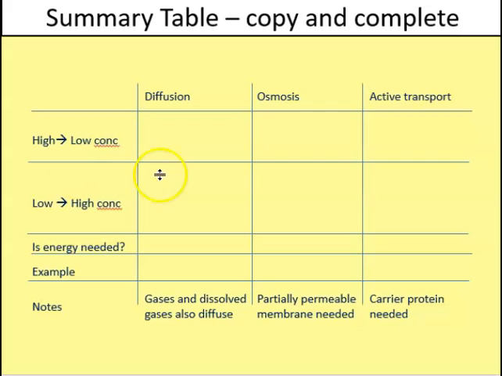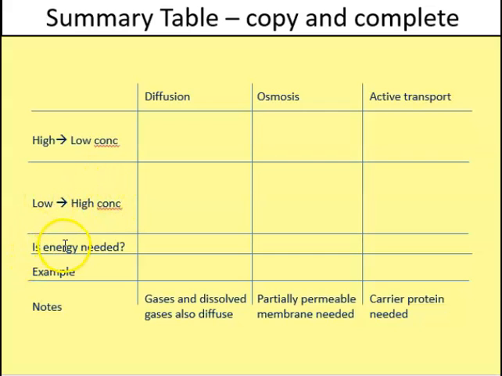Okay, so in summary, please can you copy this table, and in the first row there you just need to put a tick or a cross. So if the molecules move from high to low concentration, you would give a tick. If they don't, you'd put a cross. The same for low to high concentration.